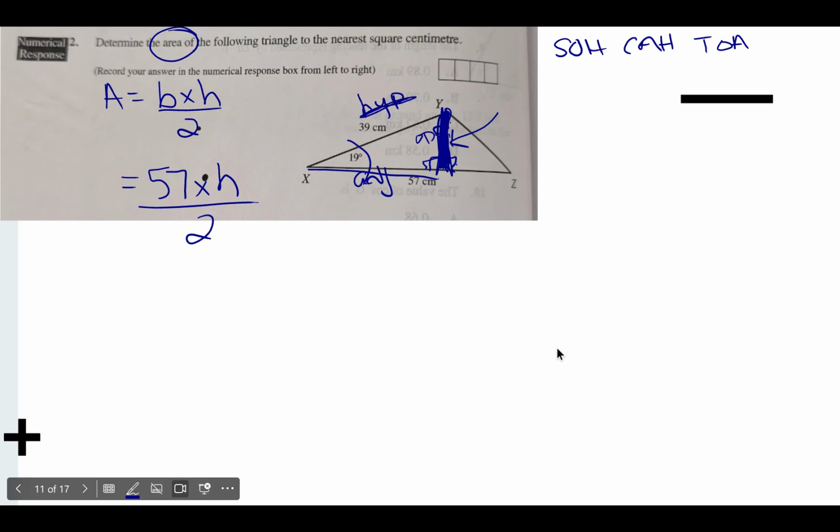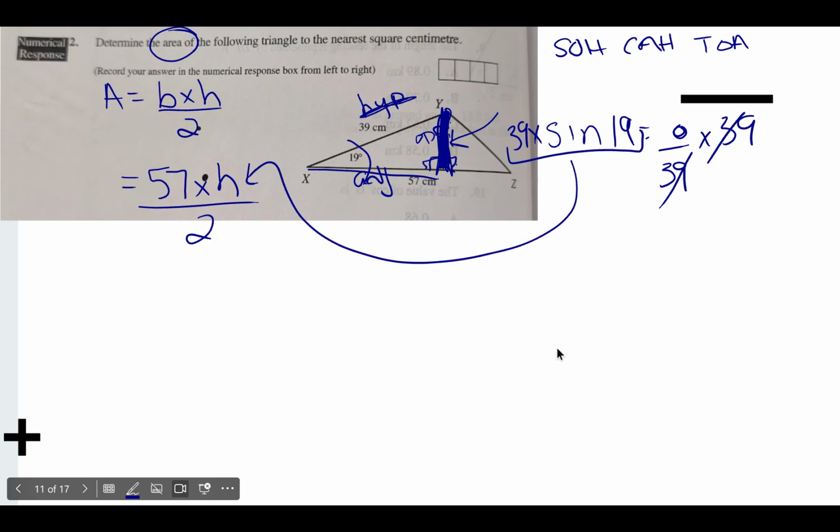So this one's going to be sine. So sine of 19 will equal the opposite side divided by 39. So with this one, because we want the opposite side, we need to multiply 39 to the other side, and then you can plug that into your calculator. The value you get here will go in for h and allow you to solve for the area. So let's go ahead and take a moment to do that.